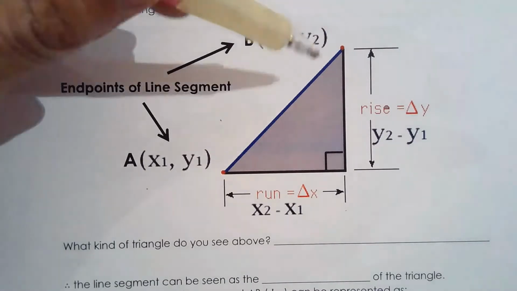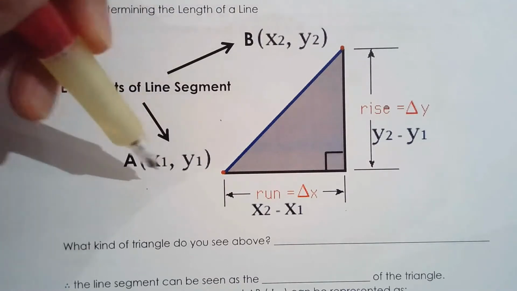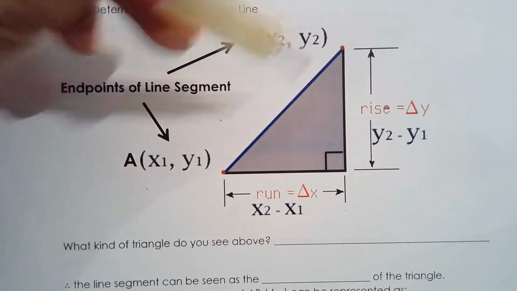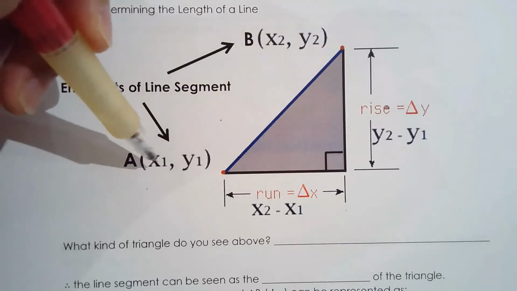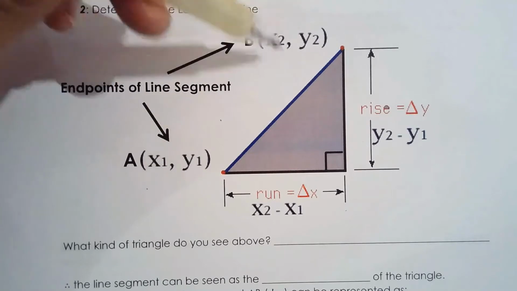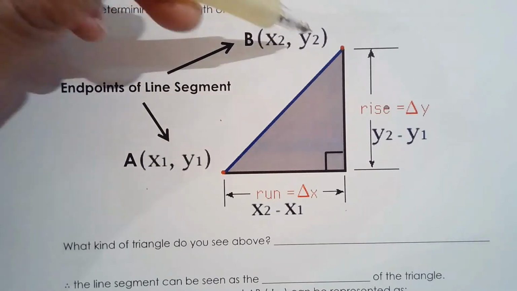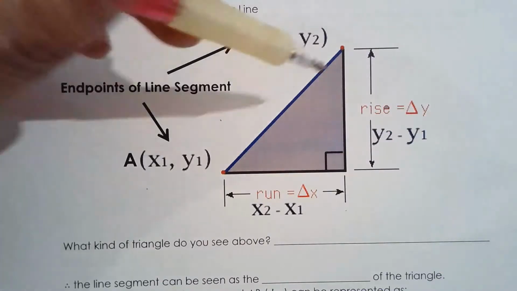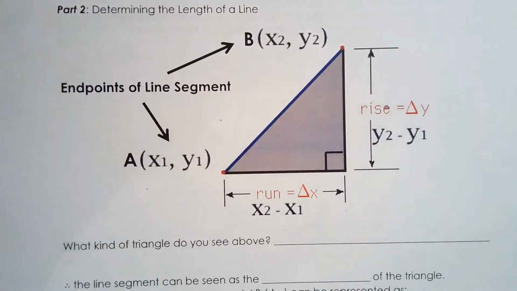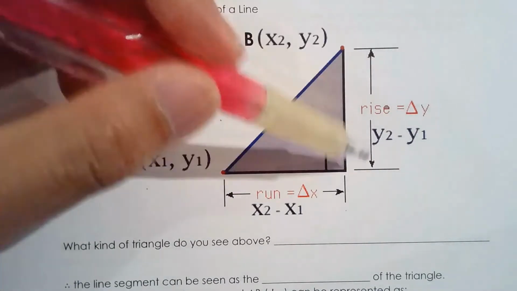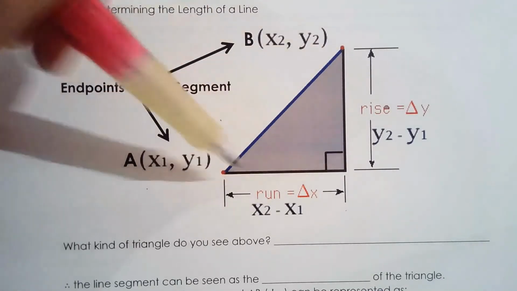I have my beautiful line segment AB here. I have my endpoints labeled, and just like with the midpoint formula, endpoint A has coordinates x sub 1 and y sub 1, and my other endpoint B has the coordinates x sub 2 and y sub 2. I also wrote down rise and run here. That's what you did in grade 9. You find the difference of the y coordinates to give yourself the rise, and the difference in the x coordinates gives you the run.